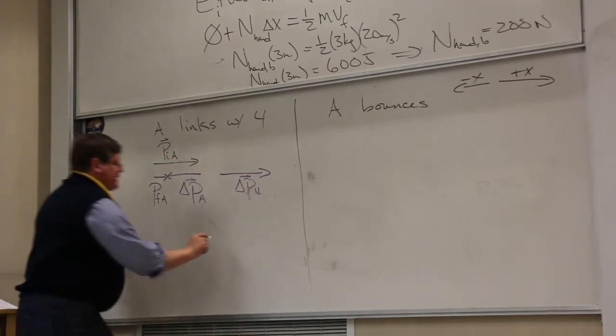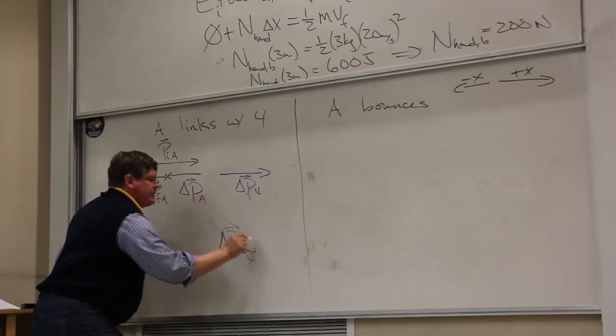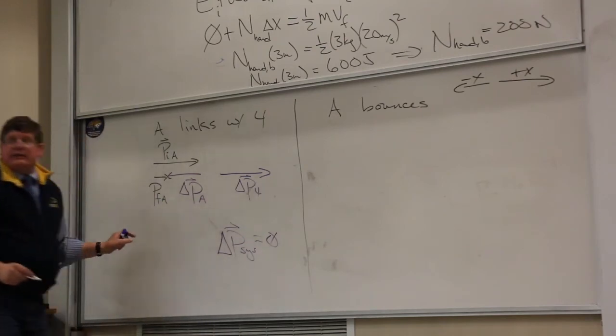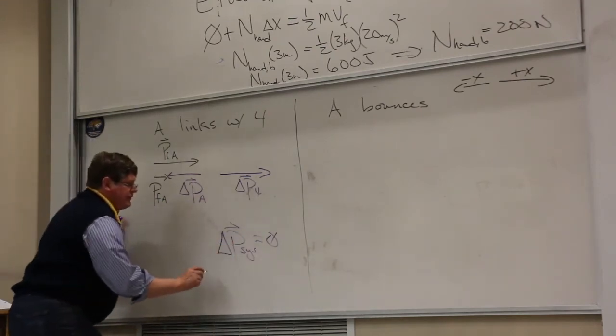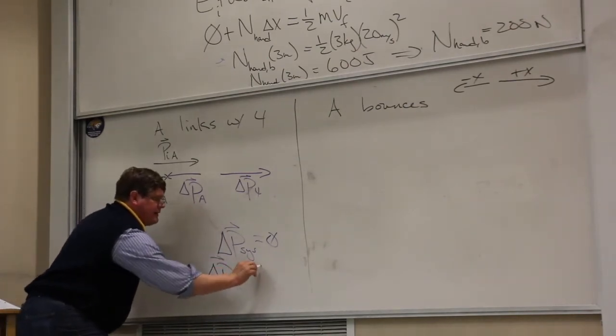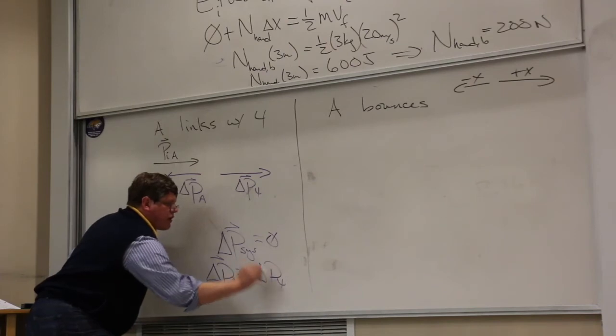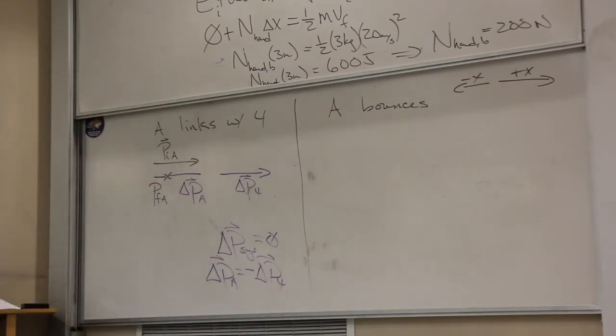Now I know that because the change in momentum for the system of A and the 4 cars has to be 0. And in order for that to be 0, whatever change A has, the 4 cars have to have the same change but in the opposite direction. So when I add them together, I get 0.